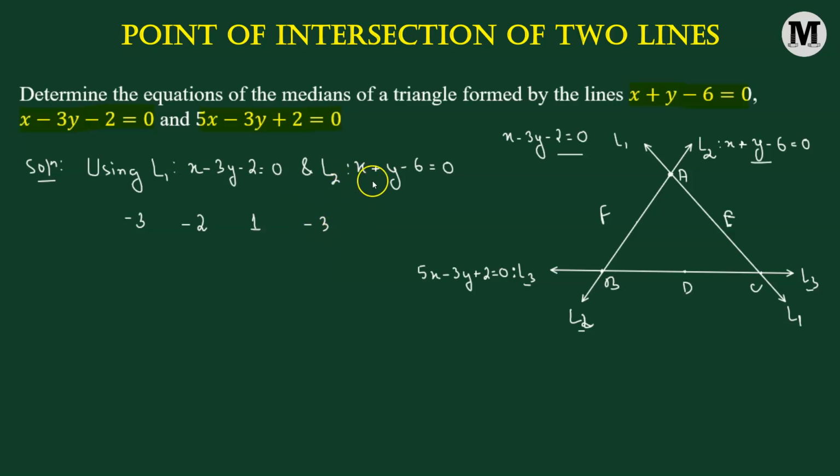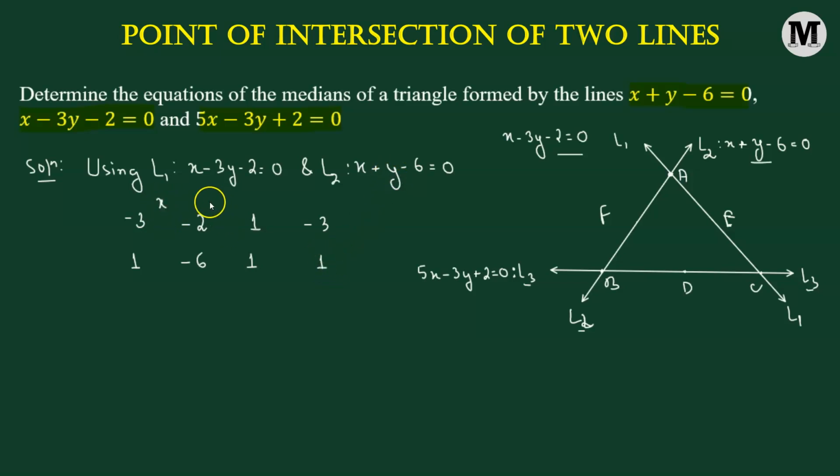We do the same thing for the line L2. We start with the coefficient of y, which gives us 1. Then the next term is the constant term, -6. Coming back to the first term x, its coefficient is 1, and then we end with the coefficient of the second term, that's 1.